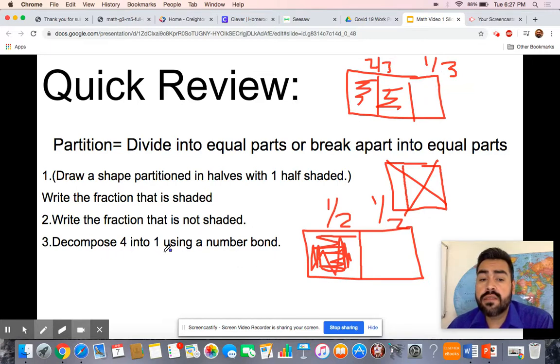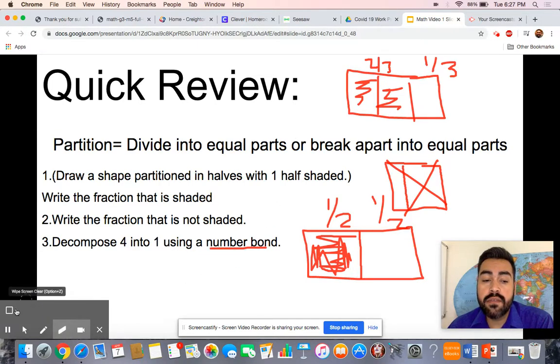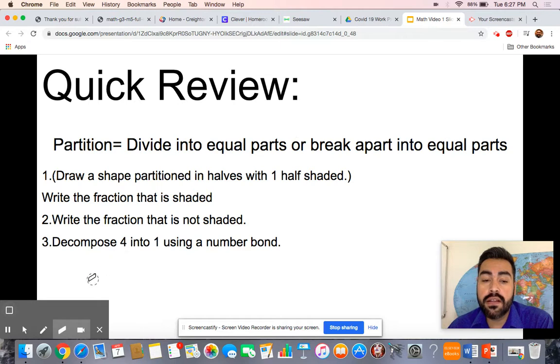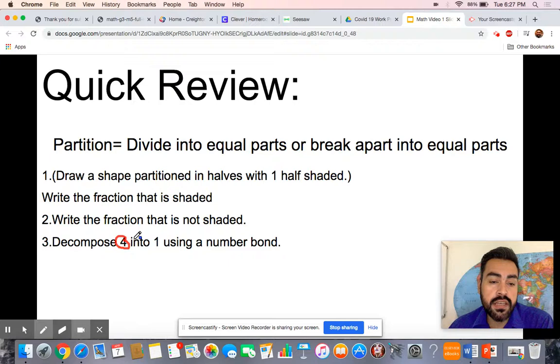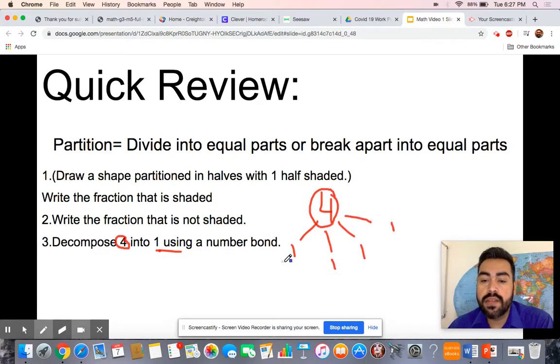So, and let's review also number bonds. So you recall number bonds. So when we have a number, right here I have 4, the number 4. So that means like 4 units. So we could say it's 4 cookies, 4 apples, 4 whatever. We have 4. We can break up this 4 into 1 using a number bond. So we have 1 apple plus 1 apple plus 1 apple plus 1 apple. So here is my number 1. 1 plus 1 plus 1 plus 1 equals 4.